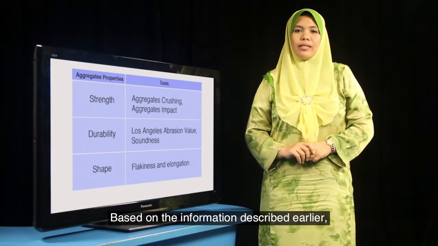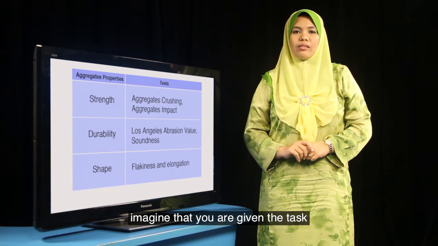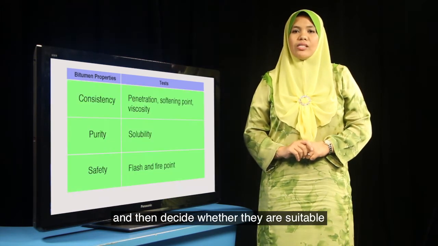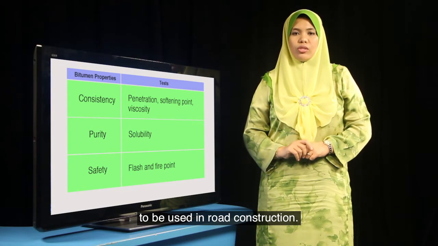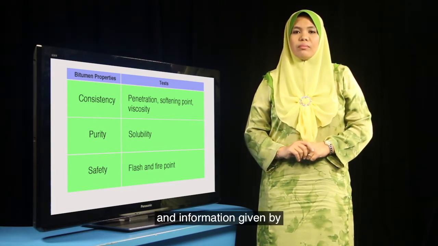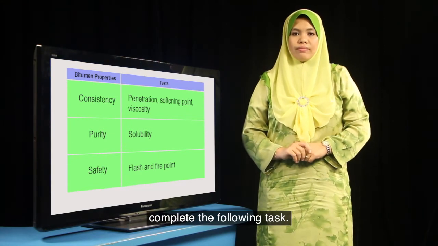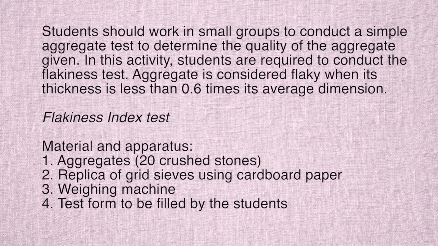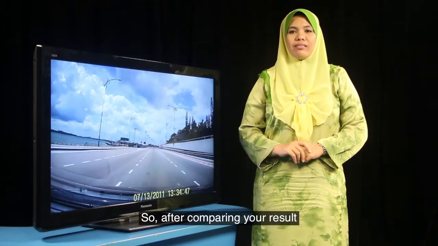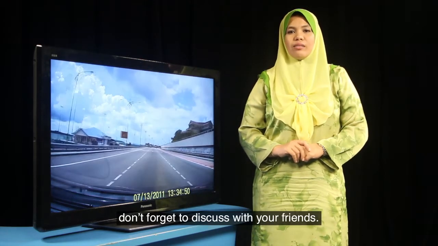Based on the information described earlier, imagine that you are given a task of checking the aggregate shape property and then decide whether they are suitable to be used in road construction. Using the tools and information given by your teacher, complete the following task. So, after comparing your result with the specification, don't forget to discuss with your friends.